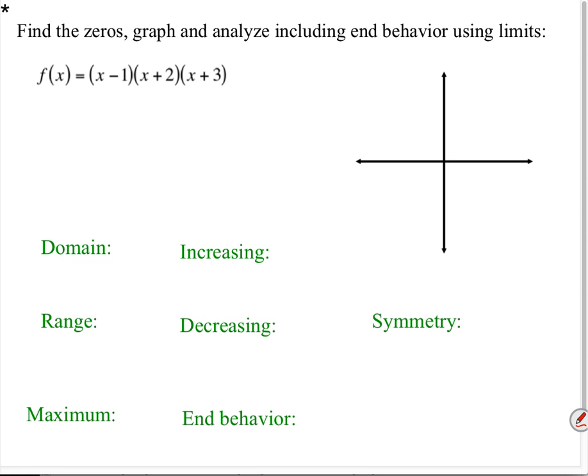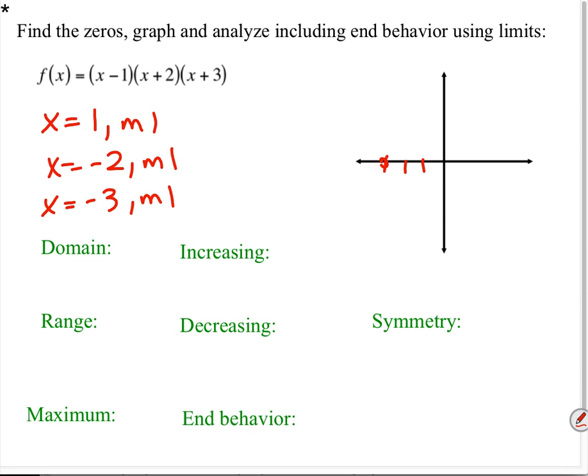So first example, we have find all the zeros, graph, and analyze, including the end behavior using limits. So if we don't know, let's graph it first. So this is kind of back from section 2. Our zeros are 1 with a multiplicity of 1, negative 2 with a multiplicity of 1, and negative 3 with a multiplicity of 1. So I'm just going to make some marks on my graph. 1, 2, 3. We have a 0 at 1, a 0 at negative 2, and a 0 at negative 3.